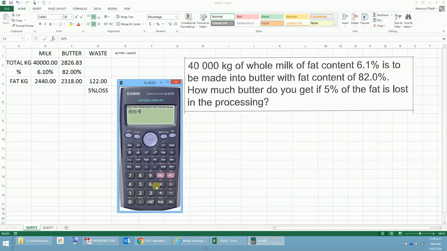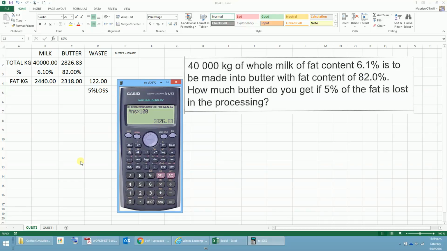And then if we divide that by 82 and then multiply that by 100, because that's 1%, so times 100 equals, and it keeps coming up as a fraction, but anyway, there we go, 2826.83. So that's the total kilograms of butter, if we take 82% of that, we'll get 2318.